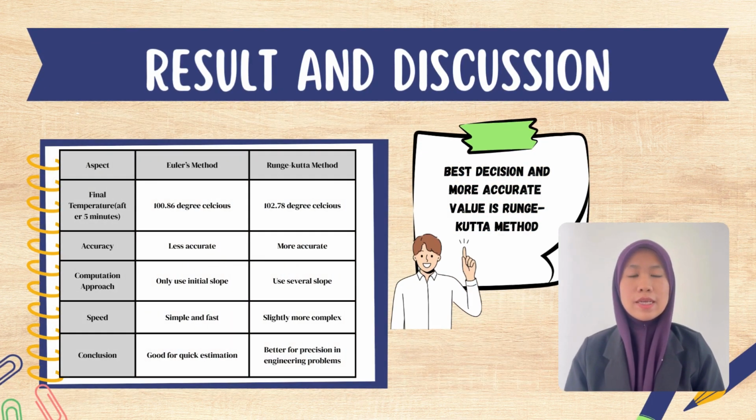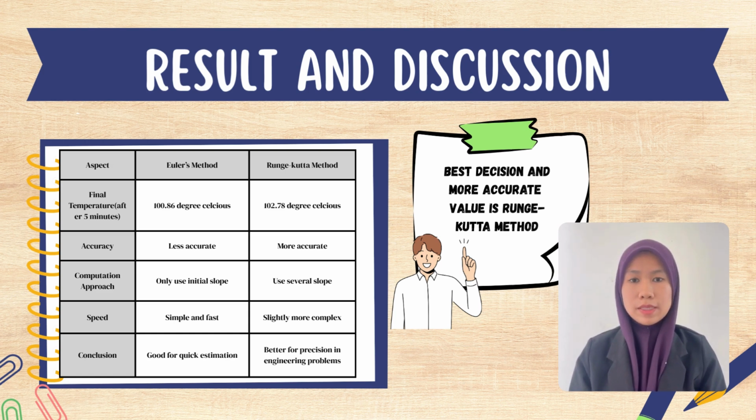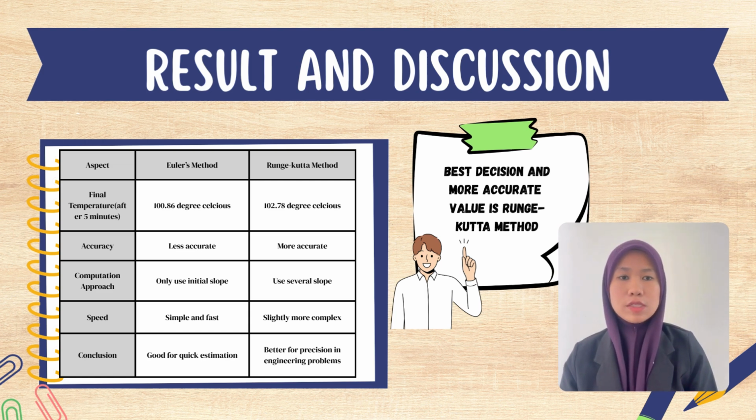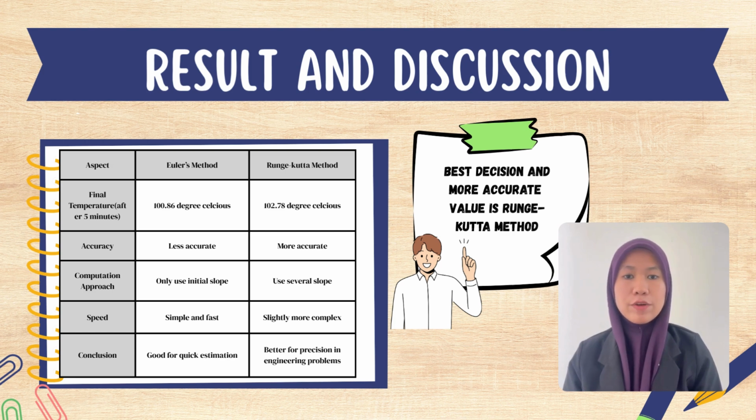So for the result and discussion, let's compare the results of both numerical methods. Using Euler's method, the final temperature after 5 minutes was 100.86 degrees Celsius. For Runge-Kutta, it was 102.78 degrees Celsius. While the difference might seem small, it reflects the accuracy level of each method.